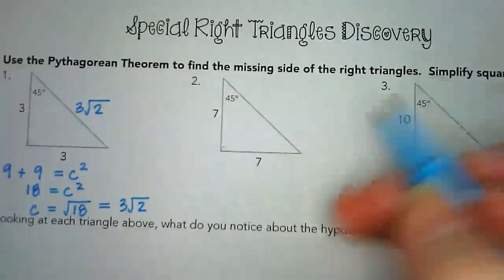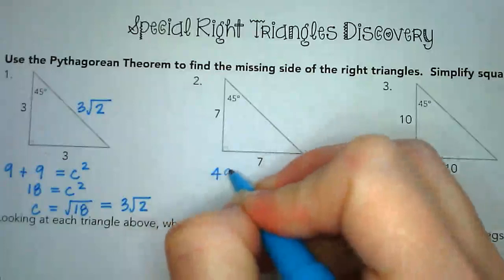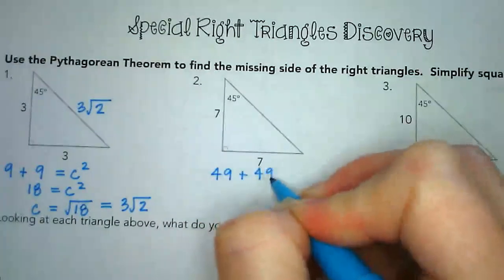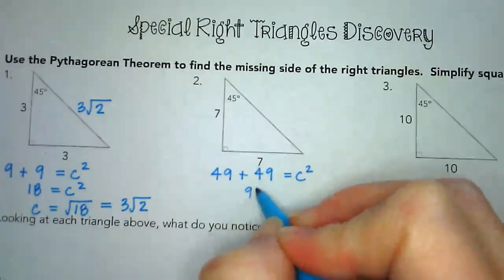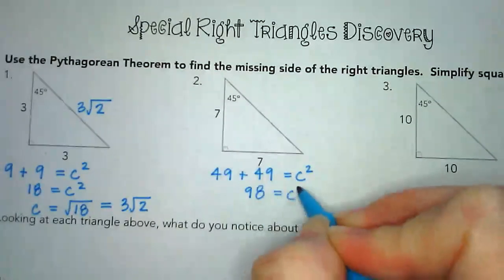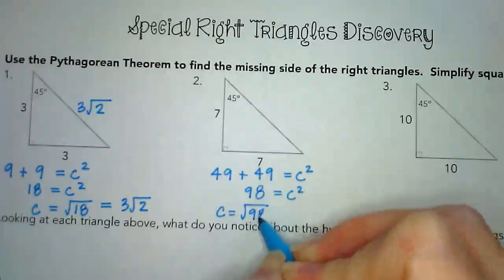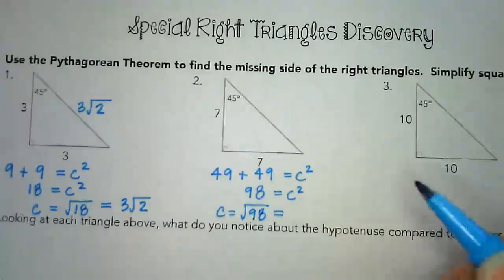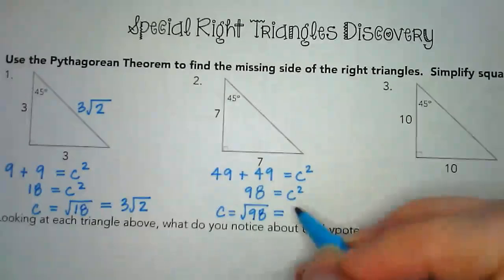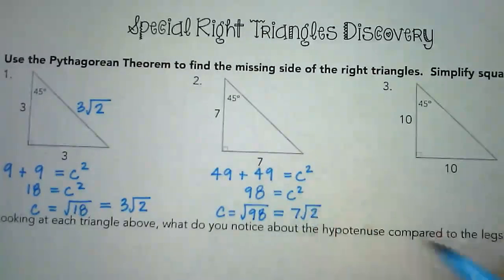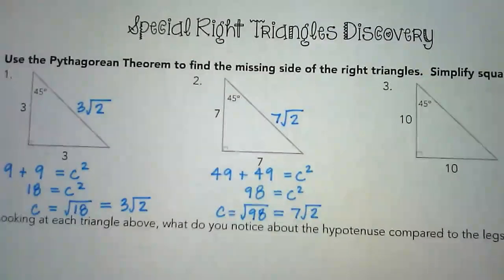All right, next one. So legs are 7. So a squared plus b squared equals c squared. We add those together, we get 98. So c is going to be the square root of 98. And we can simplify that to be 49 and 2, so 7 root 2. So this side is 7 square root of 2.